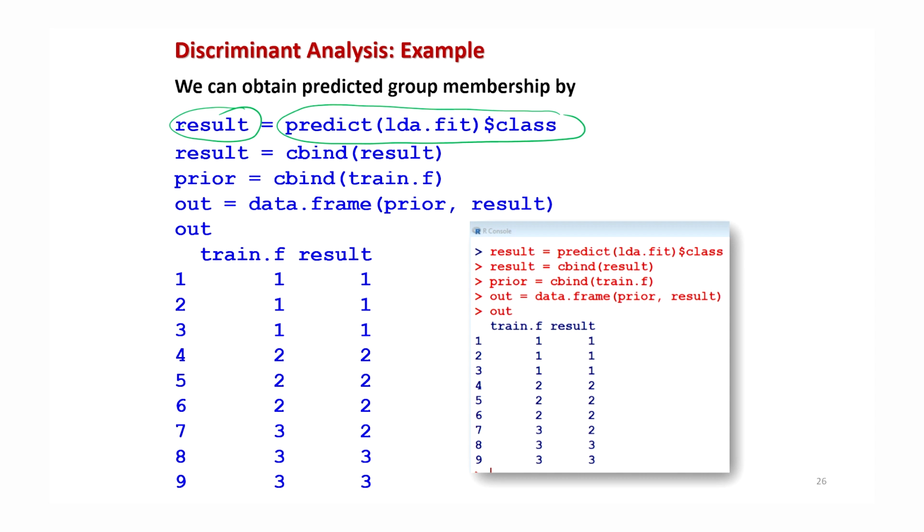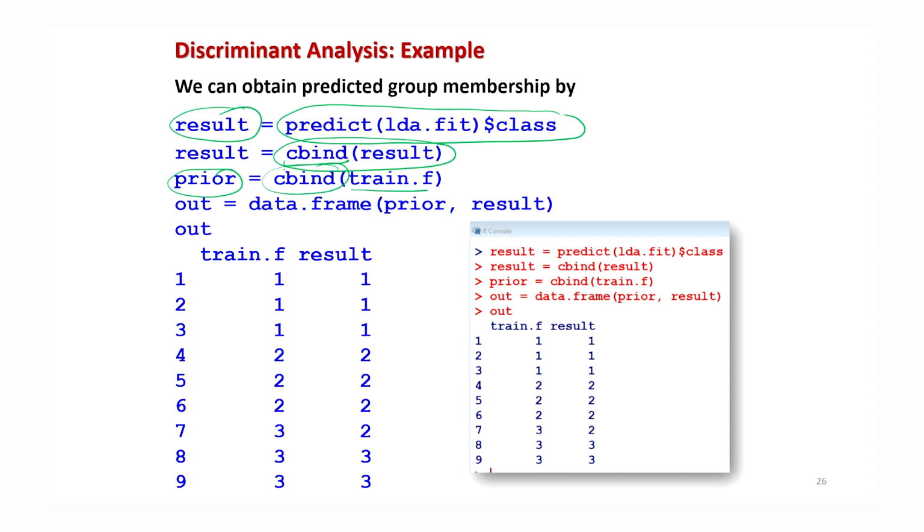Now I would like to put them in the form of a table. So I use the function cbind, and this result is now converted into cbind of result. So it will come in the form of a table, a vertical column. And similarly, whatever my prior is, I am also obtaining from this data set train.f using the function cbind.